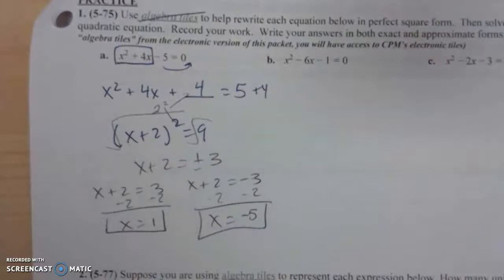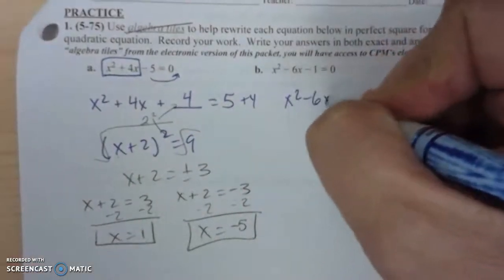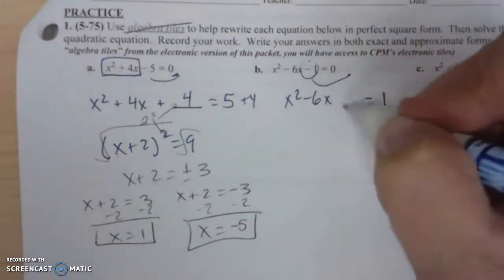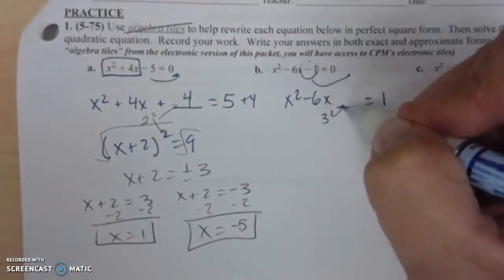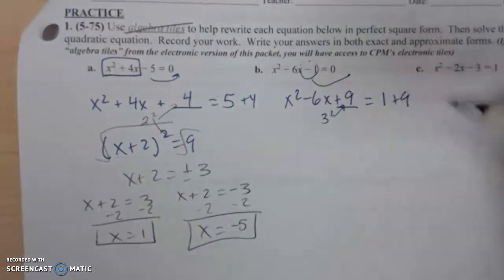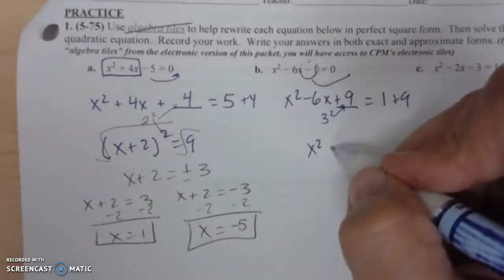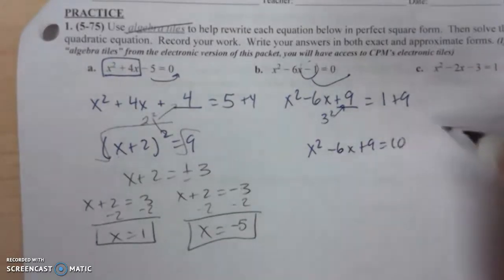Let's figure out this next one. I only want to focus on x squared minus 6x equals, bring this negative 1 to the other side, equals 1. What am I adding here? Well, half of 6 is 3. 3 squared is going to go here, so I'm going to add 9. If I add 9 to the left side, I have to add 9 to the right side. So we're going to get x squared minus 6x plus 9 equals 10.